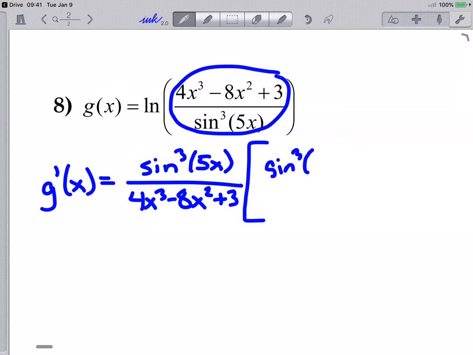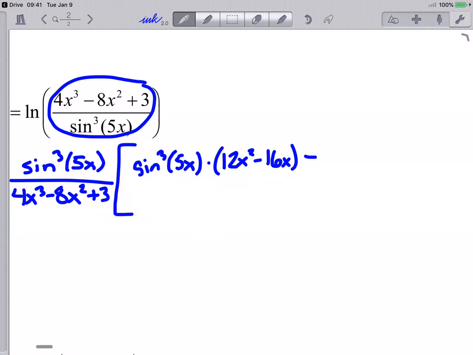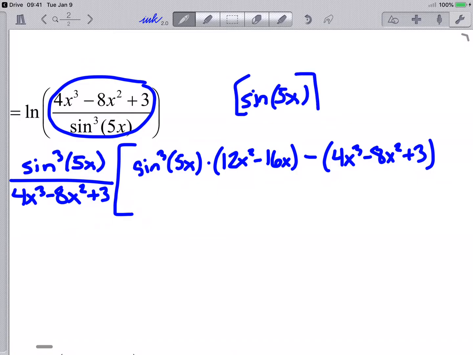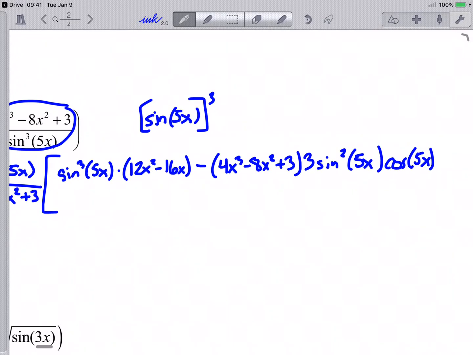So low d high minus high d low. So I copy the sine cubed of 5x, multiply it by the derivative of the x at the top, which is 12x squared minus 16x. Now I need to subtract, so low d high minus high d low. Now I need to think of the bottom as sine of 5x all being cubed, so it is chain rule. So I get 3 sine squared of 5x. Derivative of sine is cosine, so I get cosine of 5x.